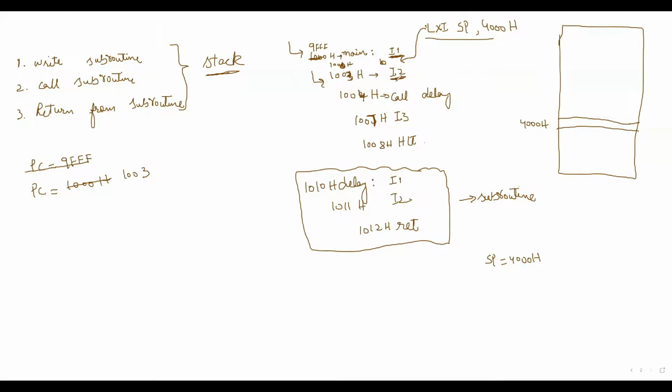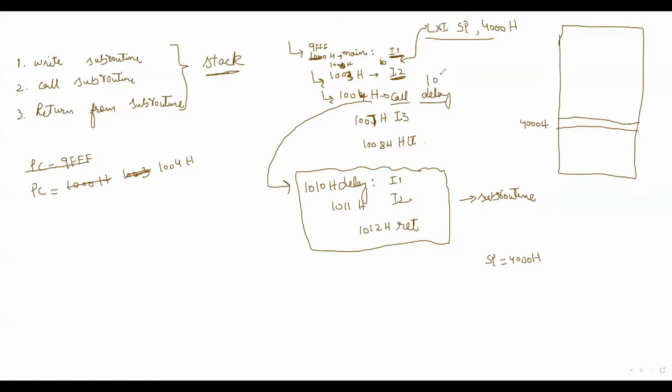Okay. So it will execute this instruction. Now PC will be 1004. Okay. Program counter will be 1004. Now here, what is the instruction? The instruction is call delay. Basically, it is call. Call means go to this location. What is this location? 1010H. Okay. So it is not delay.